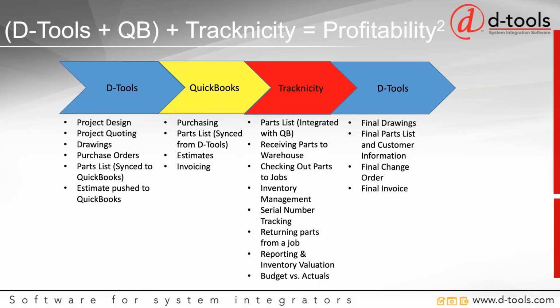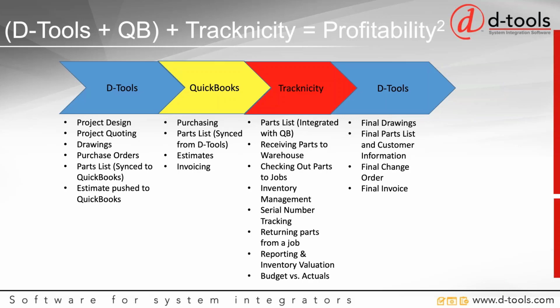So as you're going through the job, you can see the budget of the estimate that's in QuickBooks and the actuals that are also in QuickBooks, because you pushed your estimate from D-Tools into QuickBooks, and you're tracking your actuals through whatever time tracking you're using, whether that's D-Tools mobile install, ClockShark, T-Sheets, manual process, whatever it is. As long as that information lives in QuickBooks, you can track budget versus actuals in Tracknicity. So Tracknicity is used for all those pieces as you're going through the job.